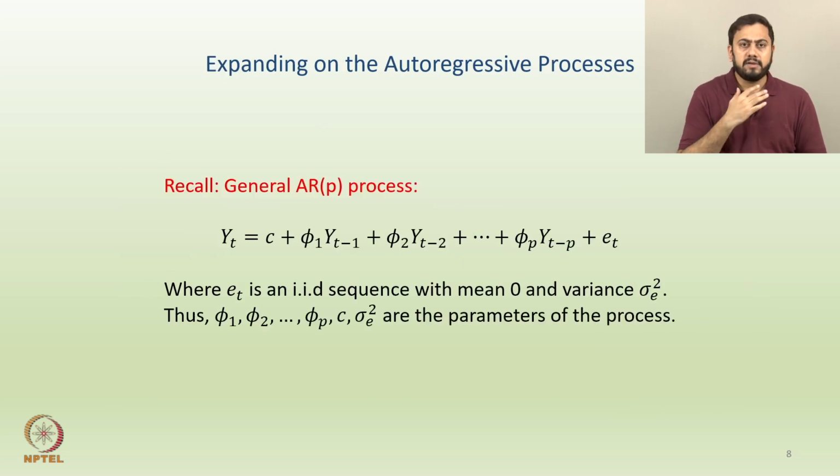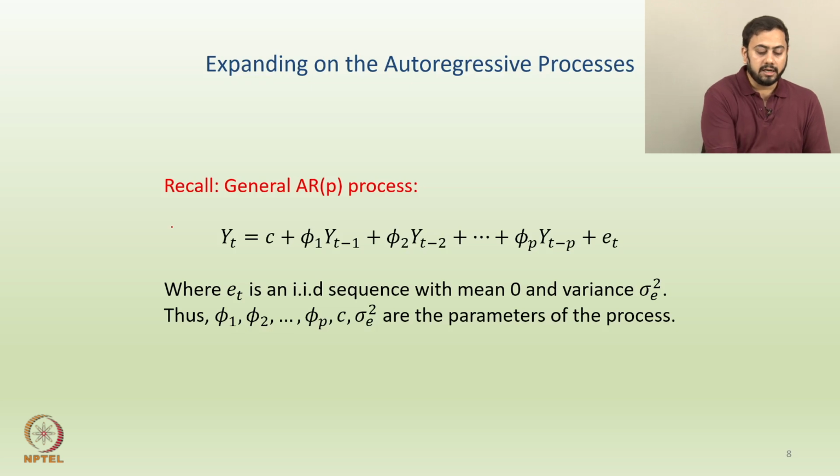Now what we will do is expand on some of the elementary time series processes, and then try to find the ACF functions for those. So the first one is the autoregressive process. Probably all of you know the structure, but just for revision, I have written down the structure again here.